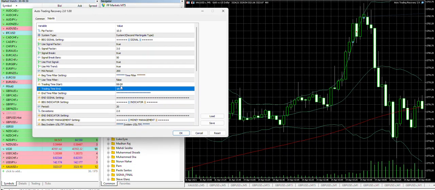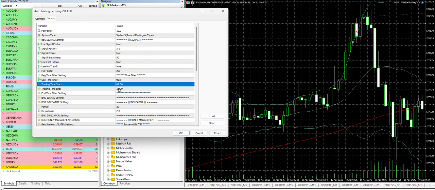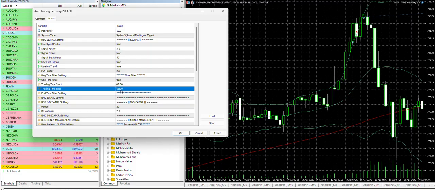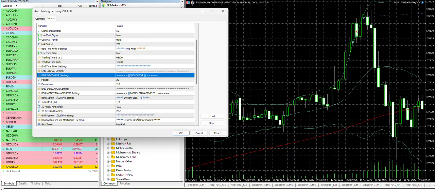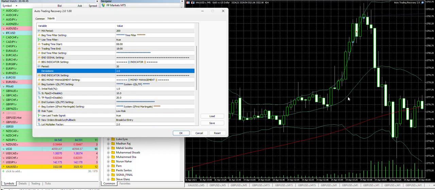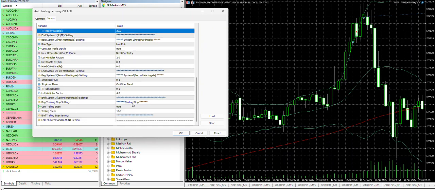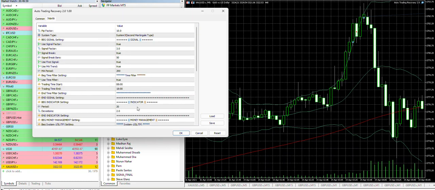That is the time filter, start and end. So if you turn it true, it will enter, for example, from the Europe session till the end of the Europe session, or whatever time zone you want. Okay. The indicator here, you can adjust the Bollinger Bands values, period and deviation. You can increase it, you can decrease it, you can have control of it. Okay. And trailing stop, we already saw it before.